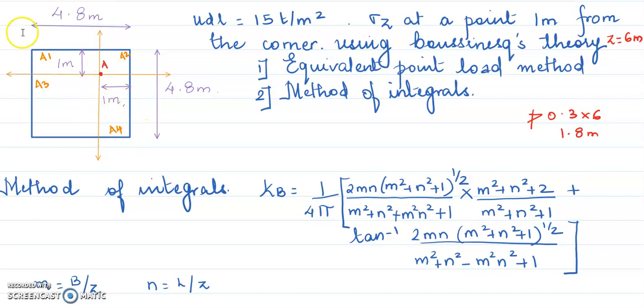By the geometry, we know A1 and A4 will have same areas. Size will be same. So whatever will be the influence factor of A1, influence factor of A4 will also remain same, because M and N, although exactly M and N value will not remain same. M is what? Width by Z, N is L by Z. Can you see the cursor? M is B by Z, N is L by Z.